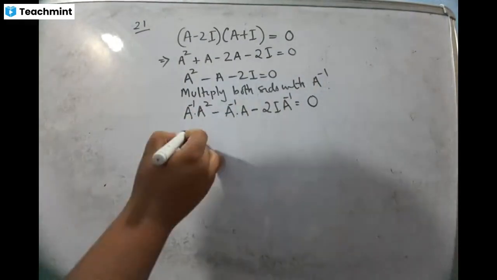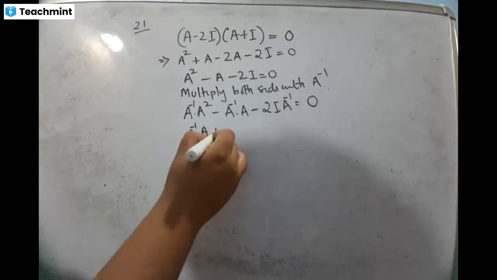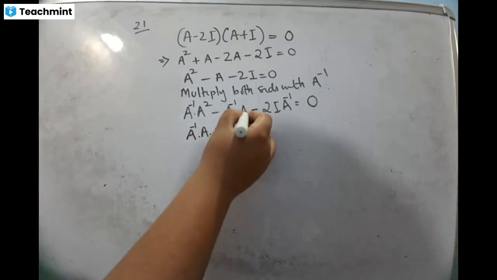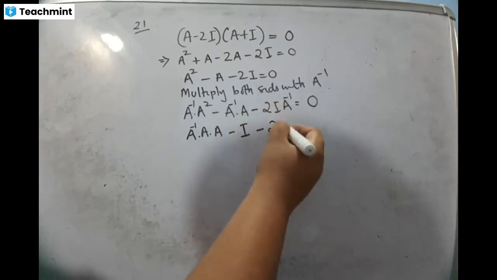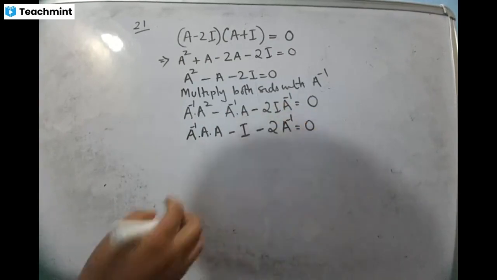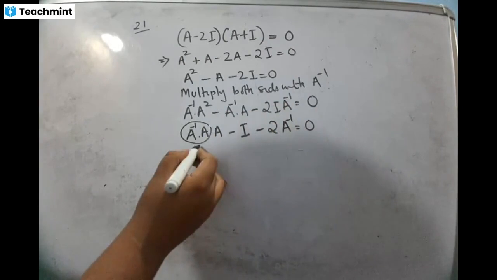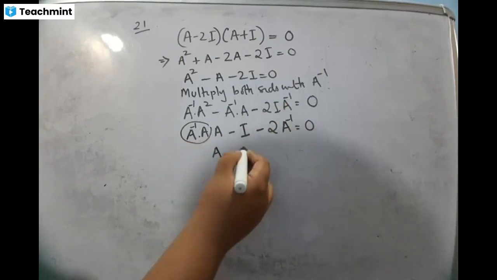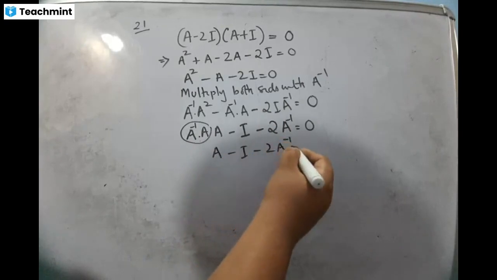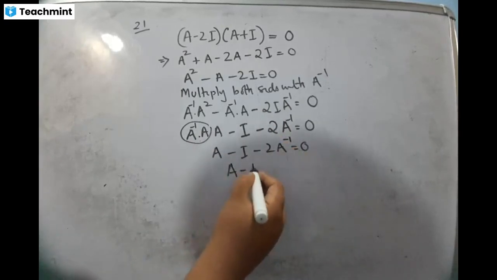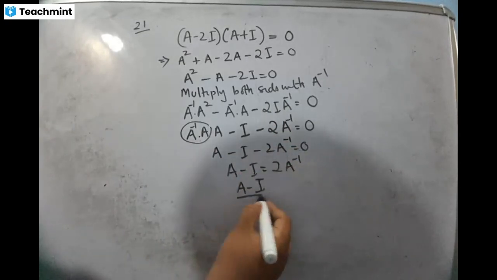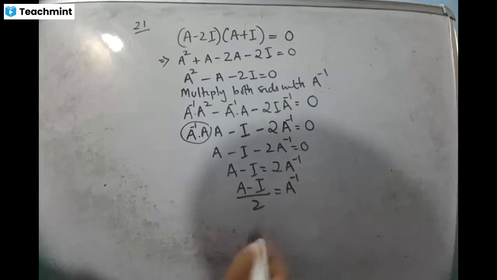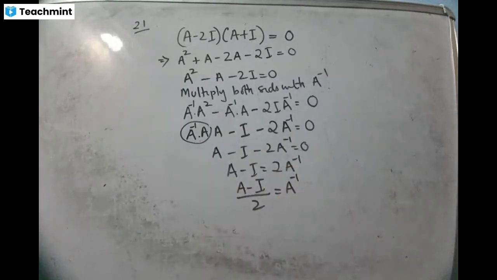Next, A square can be written as A into A. Yes or no? Minus A inverse into A, you know it is identity, minus 2 A inverse into an identity is minus 2 A inverse. What is A inverse into A again? It is I. So I into A will give you A minus I minus 2A inverse equal to 0. So capital A minus I equal to, negative goes that side and becomes positive, so take 2 down. So A minus capital I divided by 2 equal to A inverse. So what is A inverse, everyone? Capital A minus I divided by 2.